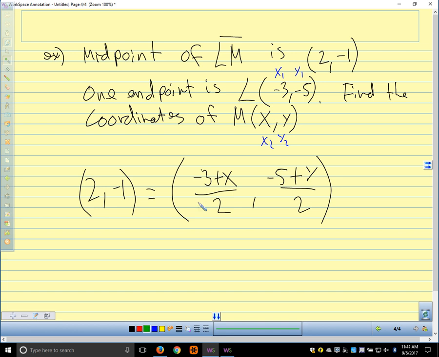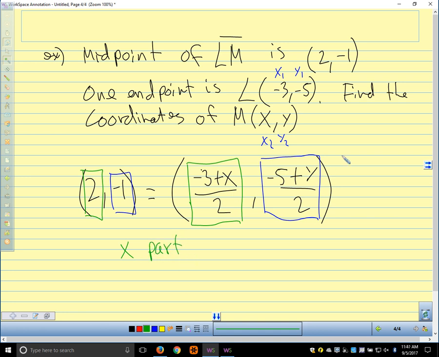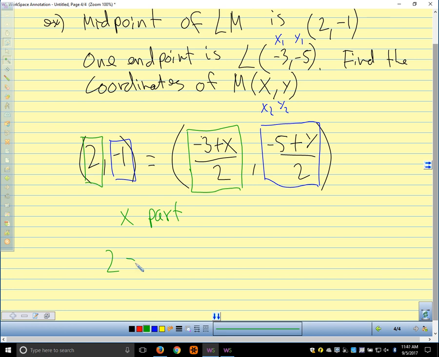Well, now we have two pieces that we can work with. We have the x part, which I'm going to circle in green, and we have the y part, which I'm going to circle in blue. We use one piece for the x's and one piece for the y's. So for the x part, I have that 2 has to equal (-3 plus x) divided by 2. And for the y part, I have that -1 has to equal (-5 plus y) divided by 2.